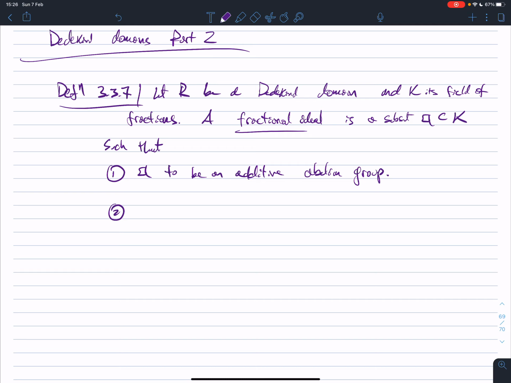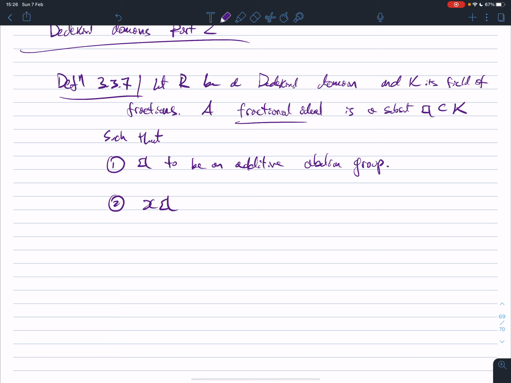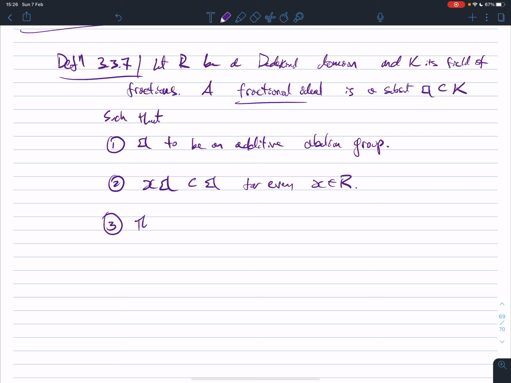Two, I want it so that if I multiply my set A by an element x, this stays in A, for every x in R. So this again is somehow like an ideal. Remember, an ideal is an additive group. If I take an element of my ideal and multiply it by any other element of my ring R, then I stay inside of A. This again looks like an ideal, but notice that I'm taking some random subset of K. Here's something that's slightly different. That means that there exists some x in R such that x times A is contained in R.